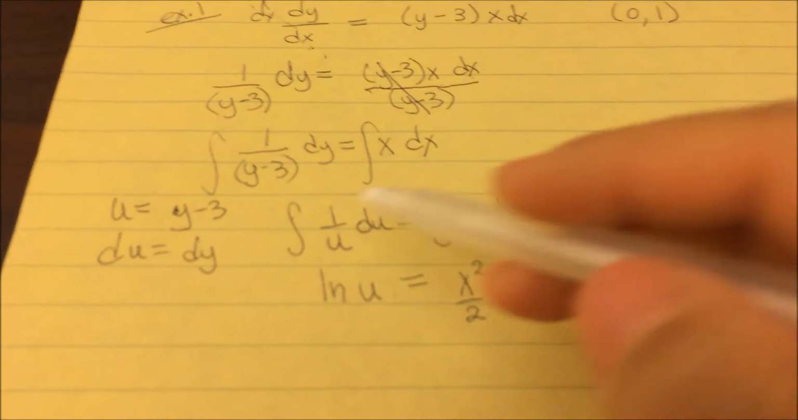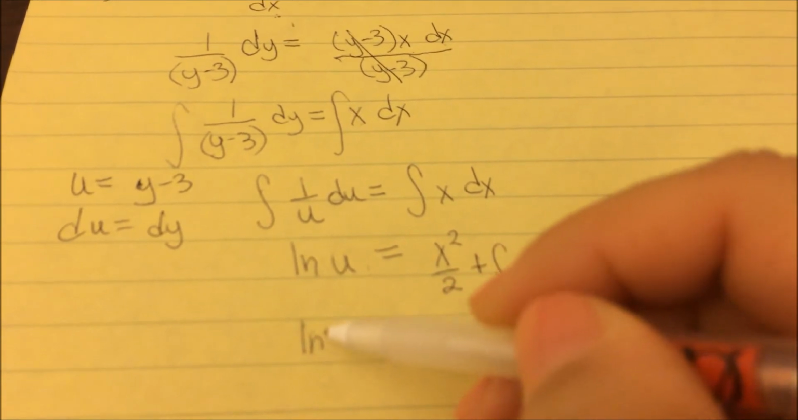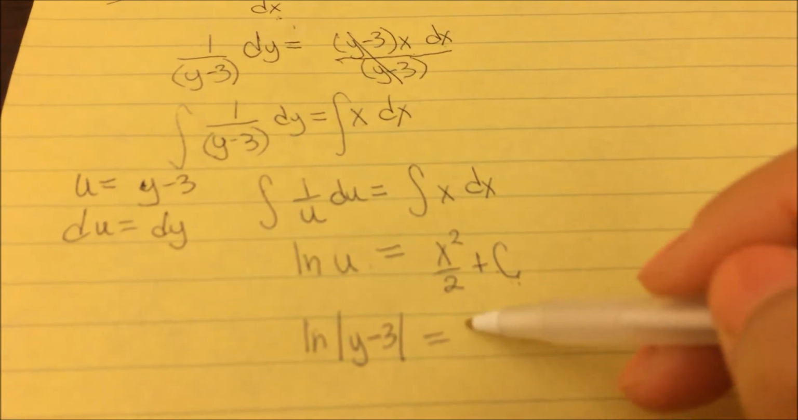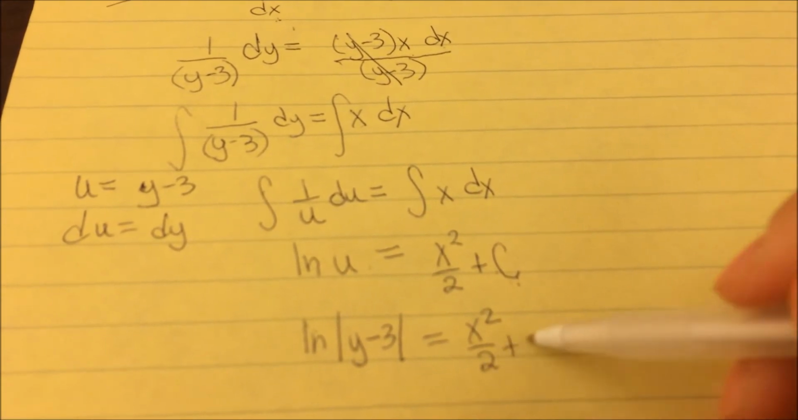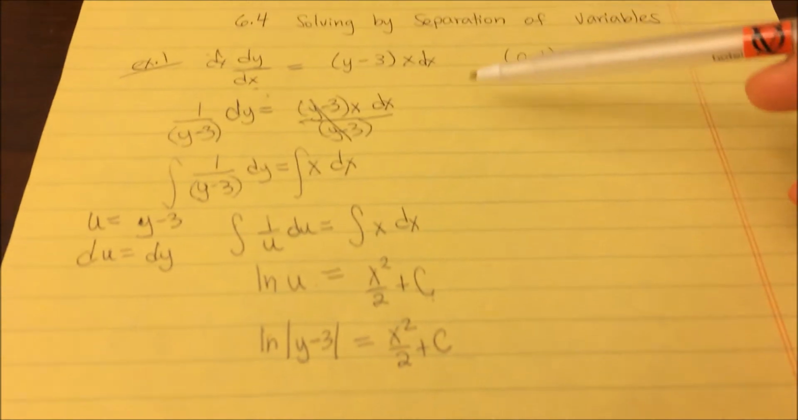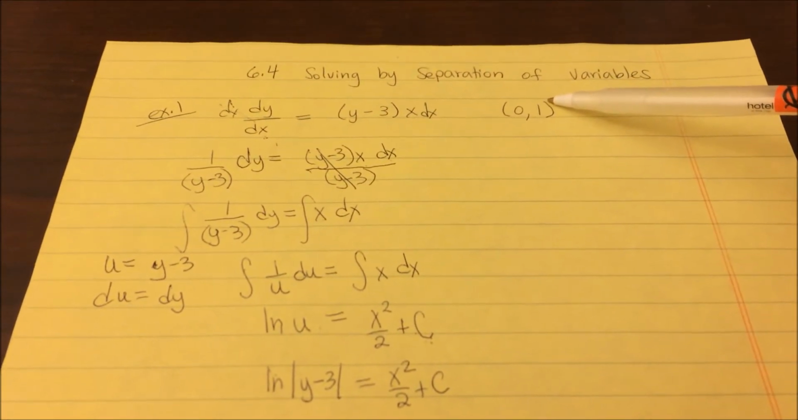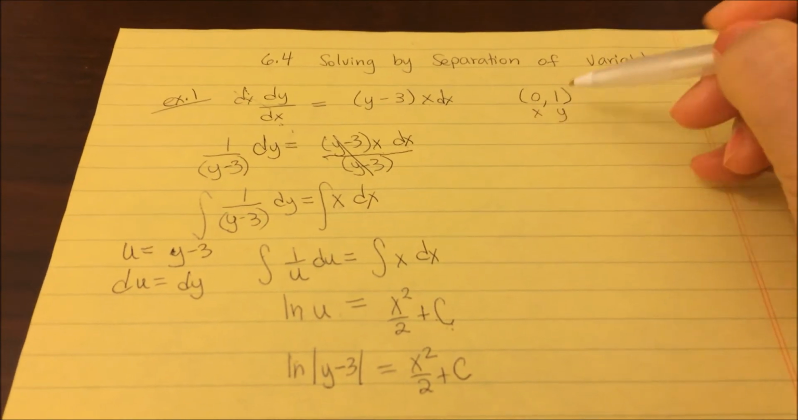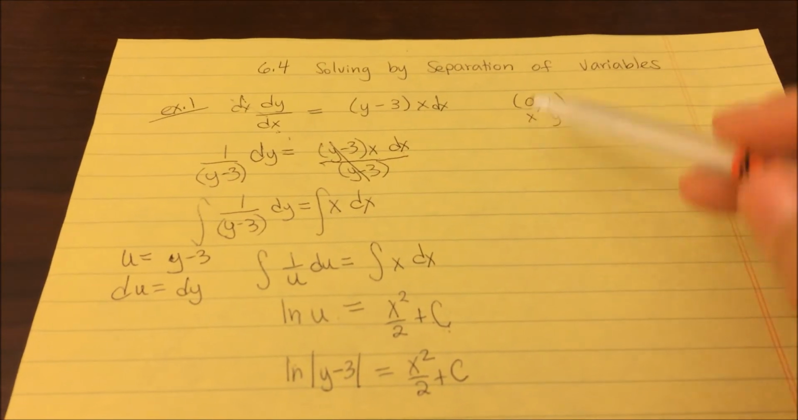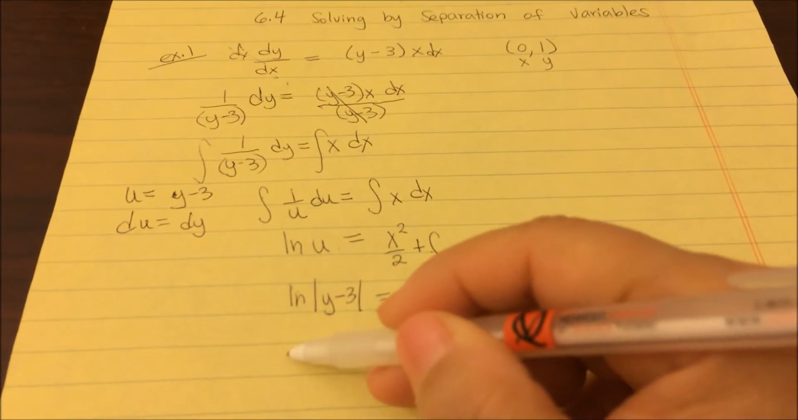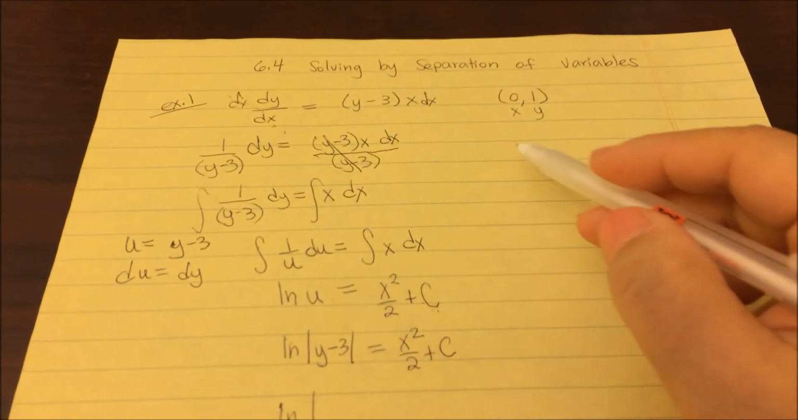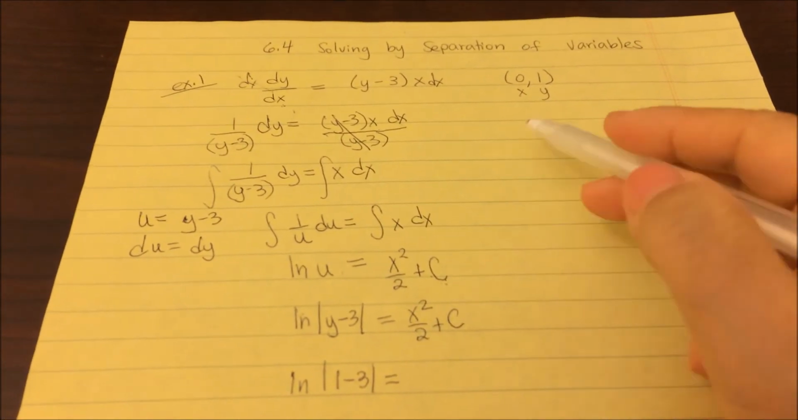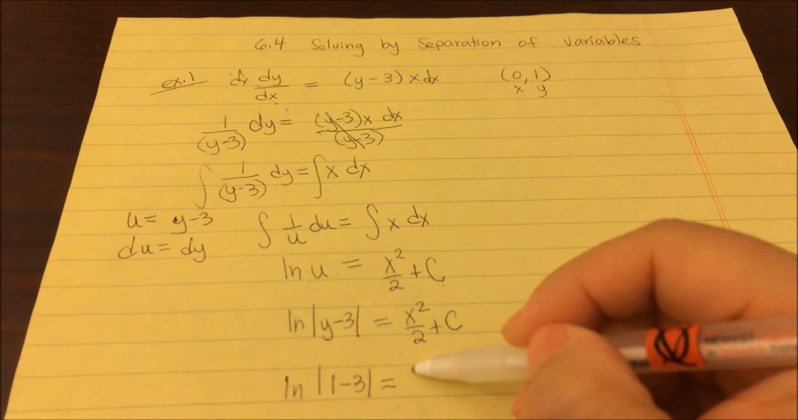Okay, so let's substitute that u back in. So it's going to be ln of the absolute value of y minus 3 is equal to x squared over 2 plus c. So now we're going to do the substitution. We said back here that the condition is 0 and 1, where this represents the x and this represents the y. So let's literally substitute each of these values in. So I'm going to have ln of y, which we said was 1, so it's 1 minus 3 equals, and then x represents 0, so it's going to be 0 basically.